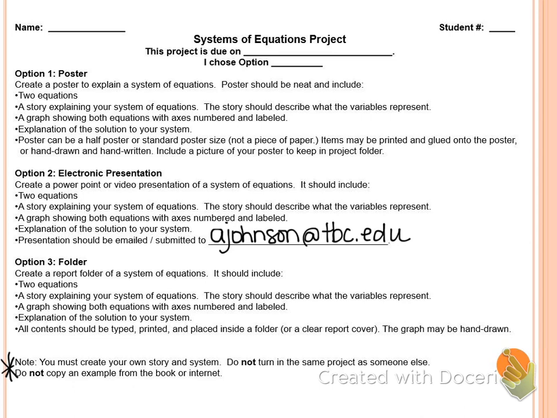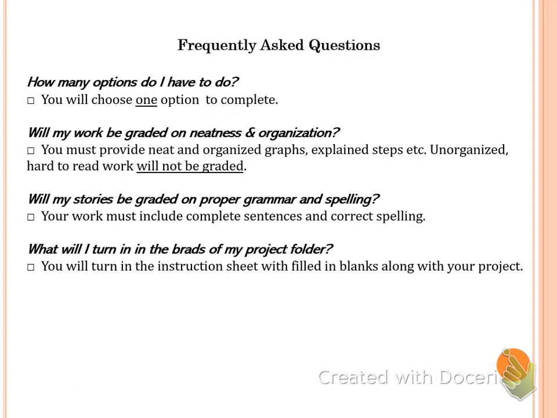Let me ask that. All right, now flip it on the back. On the back, we have our frequently asked questions. Some of these are going to look very familiar. I took them from the first project and moved them onto this one. How many options do I have to do? You have to do 1 option, okay? Will my work be graded on neatness and organization? You must provide neat and organized graphs, explain steps, etc.